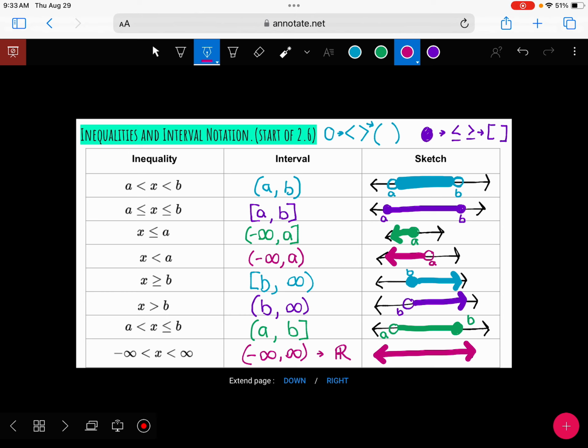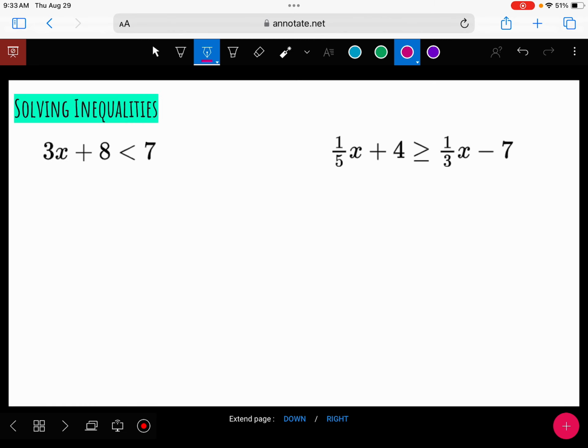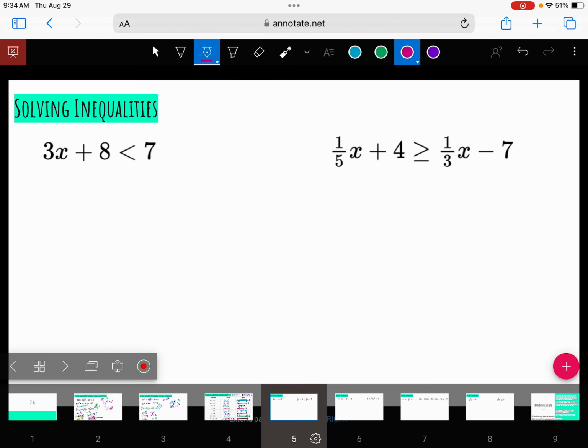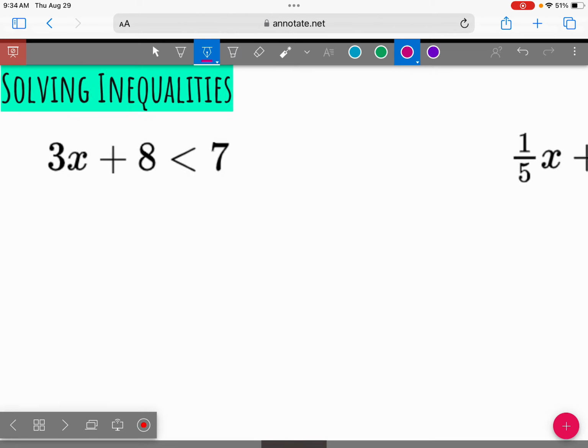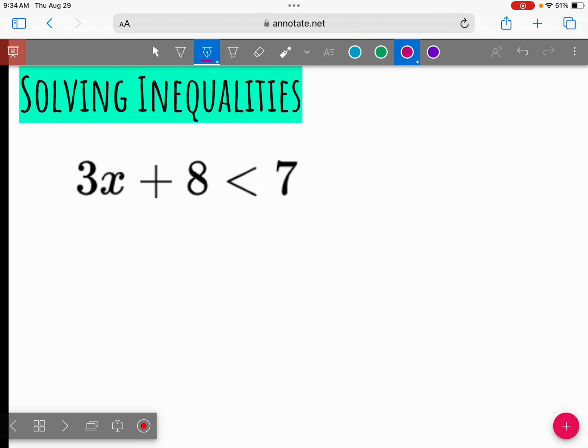Cool. Questions on the giant table of stuff? Okay, because where we're going to use this to start is on things like this. We're going to start solving inequalities. Cool. There's a couple things we have to be careful of with inequalities, and we'll point those out as we get closer. Why not?